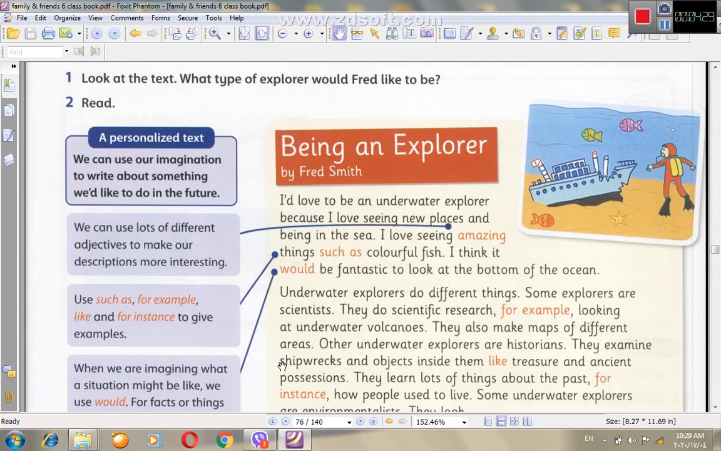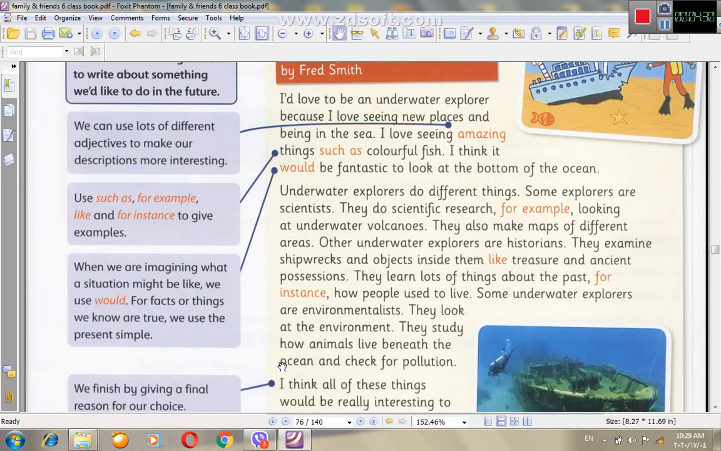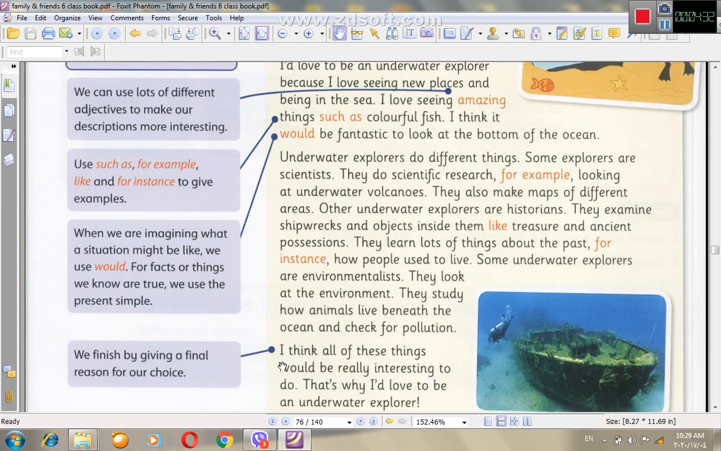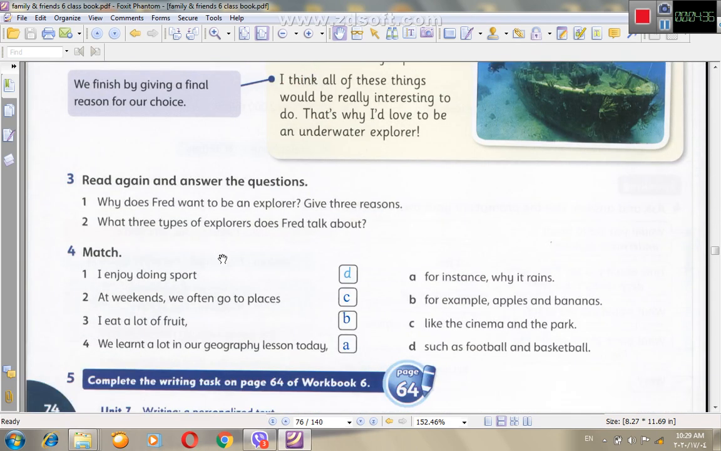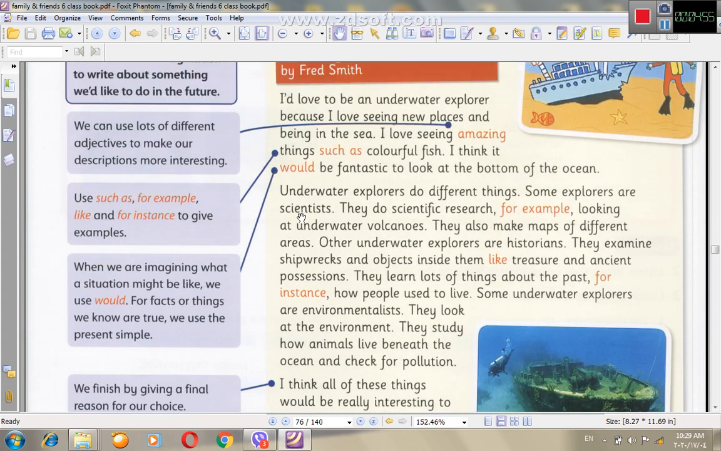Please, and about you, choose one of them and write about. I'm going to explain how to write, like use these steps, and then let's answer these 2 questions. Question 3, read again and answer the questions, but we're going to do it orally. Why does Fred want to be an explorer? Give 3 reasons. I think we explained already at the beginning. Why does Fred want to be an explorer? The answers are here from the first paragraph.